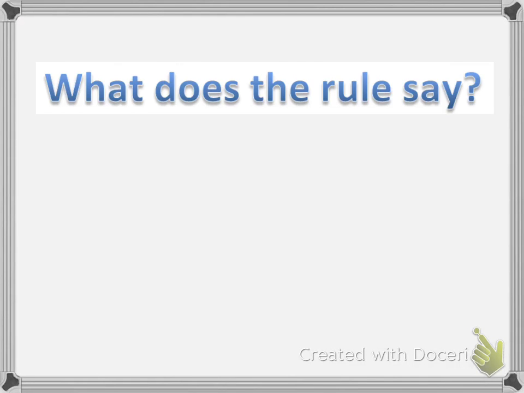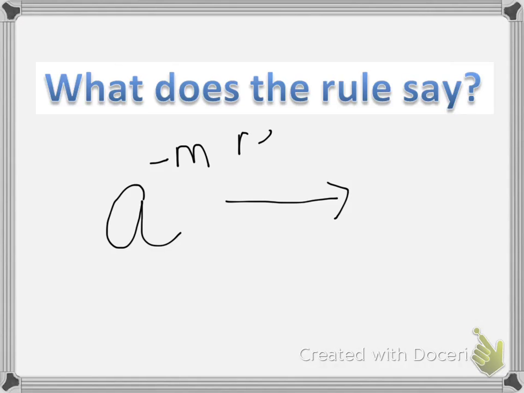What does the rule say? It says that if you have a base that's being raised to a negative exponent, all you have to do is rewrite it by using the reciprocal. And the reciprocal is just really flipping it.